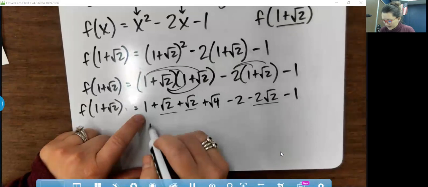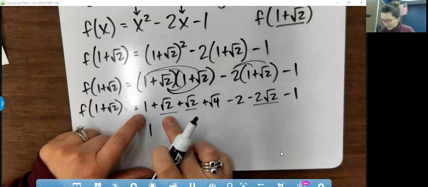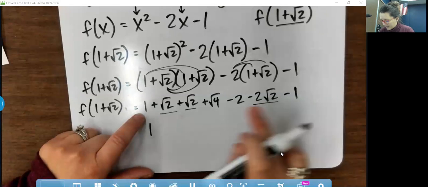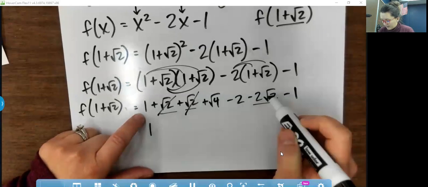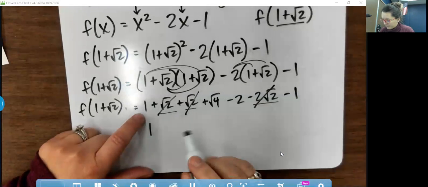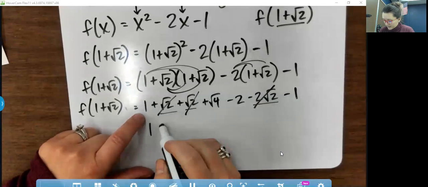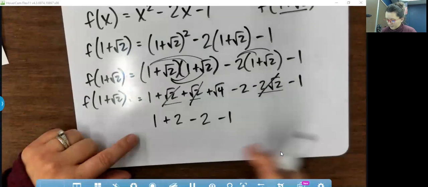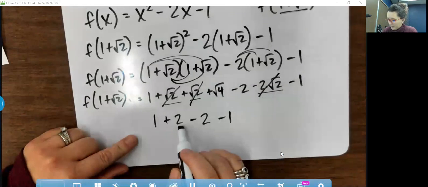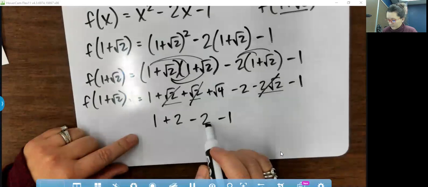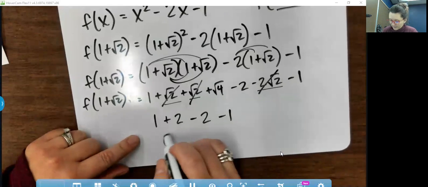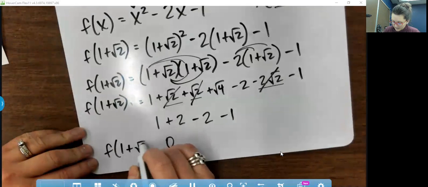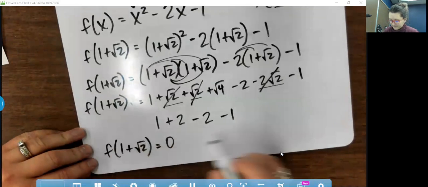So I have a 1. Let's look at all my square root 2's. I have 1, 2. I have 2. And then minus 2. Well, those cancel, don't they? So that's a nothing. Square root 4 is 2 minus 2 minus 1. Okay, well, that's pretty simple. 1 plus 2 is 3. 3 minus 2 is 1. 1 minus 1 is 0. Okay, how do we end up with that? That's pretty cool.